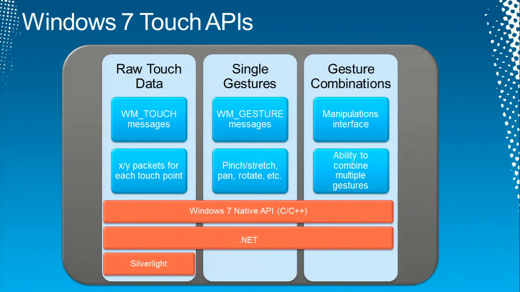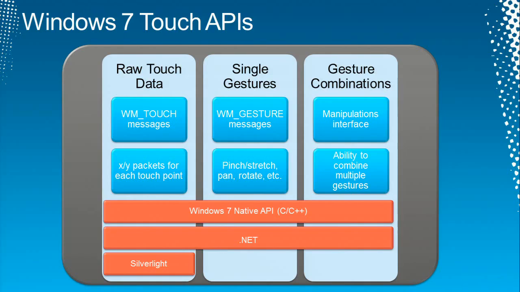Moving to the next one, single gestures. Gestures mean I'm going to take that raw input information and abstract it a little bit for you and say, oh, they're pinching. They've got two fingers down and they're doing a pinch. So a gesture takes more than one touch point and gives you information about that gesture. That can be done in native as well as .NET, meaning WPF. Silverlight does not have gestures. You have to just work with the raw touch information.